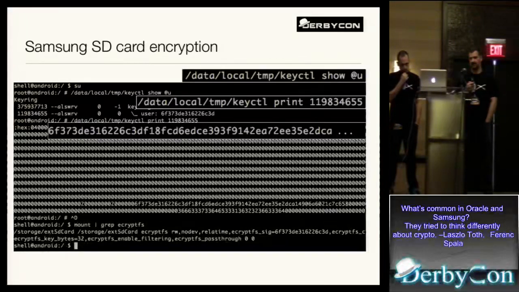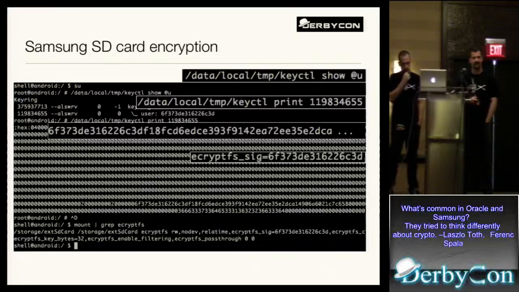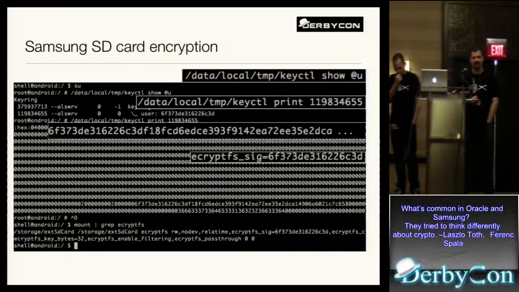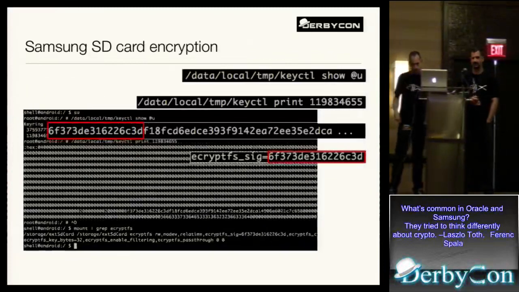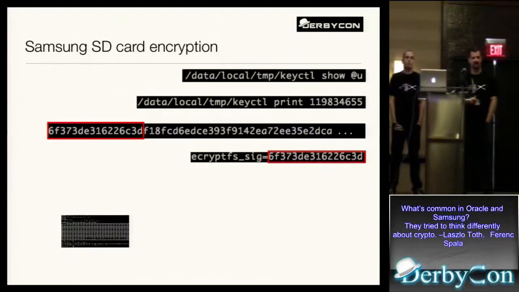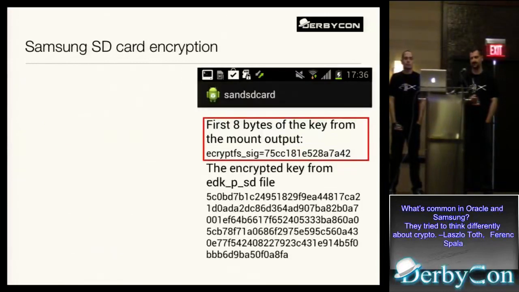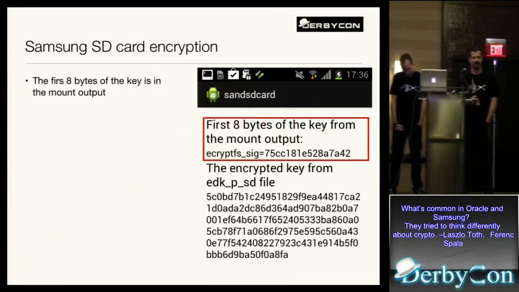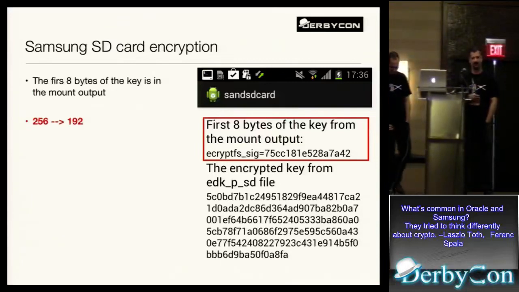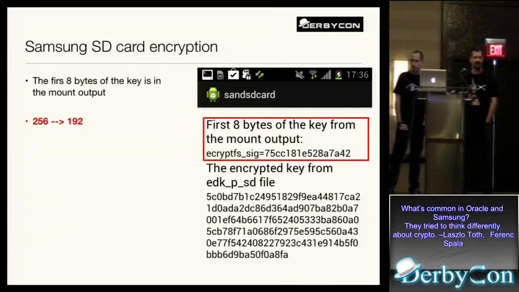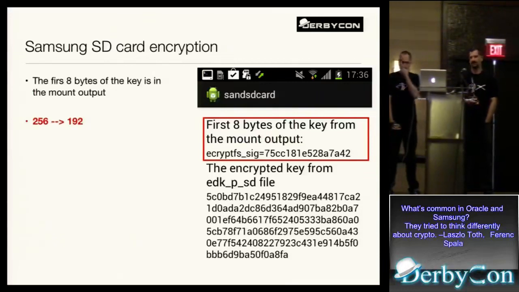Then we ran the mount command with normal user privileges. The eCryptFS_sig shows which key was used for mount. On Samsung phones, this is the first 8 bytes of the clear text key. So you can have the first 8 bytes of the clear text key with zero privilege. It reduces the key length from 256 to 192. In reality, it's not a big thing. However, it's strange because everybody can run the mount command.